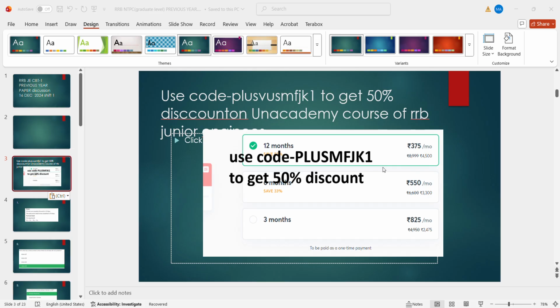The first question is, if 50 men can do a piece of work in 12 days, the number of men required to complete the same work in 50 days is. Here the formula is MDH, that is total number of men into number of days and number of hours they work. Men into hours into days.